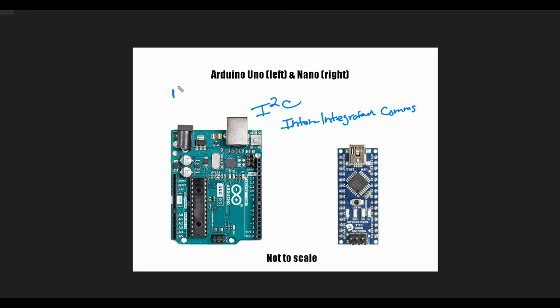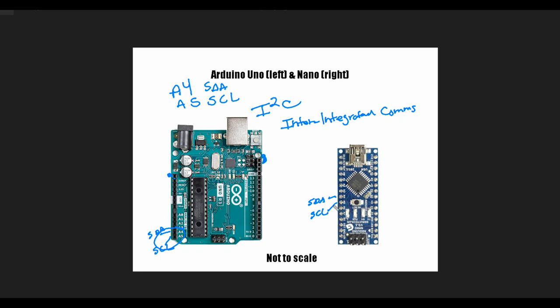Now, those pins are A4 for SDA, your data, and A5 for clock, SCL. So you're going to find them over here. There's your SDA, and there's your SCL. Now, on some other boards, you may find a second set of those pins, hiding up in this area or in this area, that are just marked SDA and SCL. They will go back to the same set of pins. Now, over on the Nano, it's the exact same thing. There is our SDA, and there is our SCL.